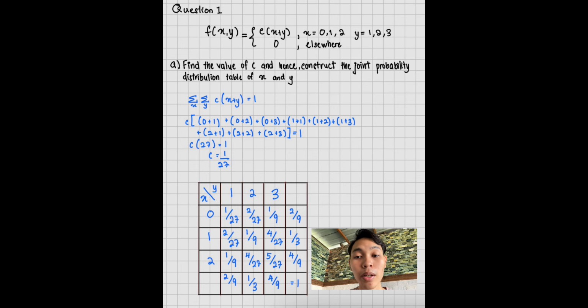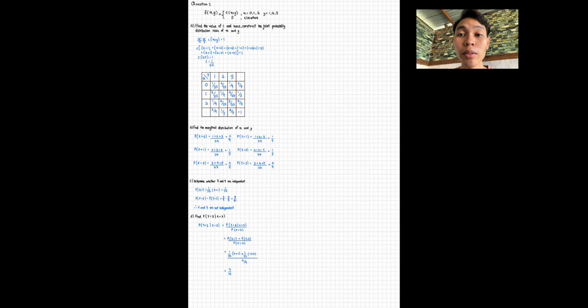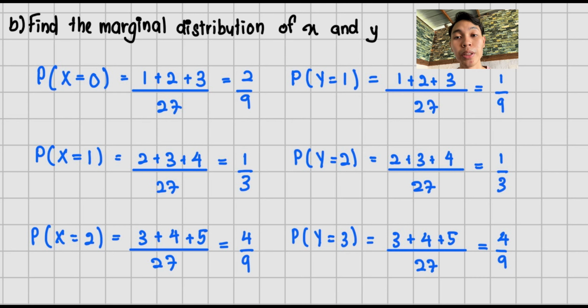Using this value, we then fill in the joint probability table by calculating (x plus y) over 27 for each pair of x and y. That's it for part A. So we are moving to part B. We need to determine the marginal distributions.